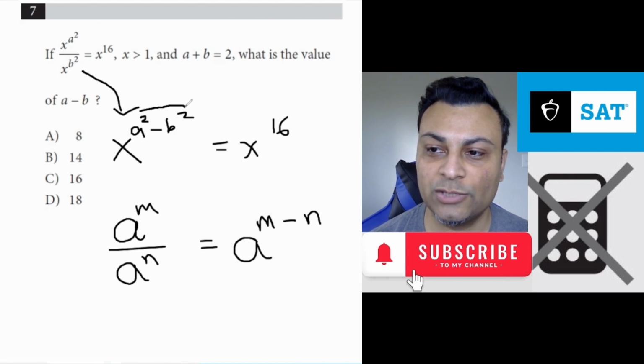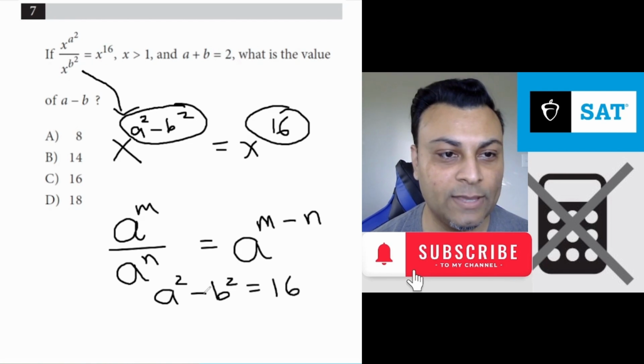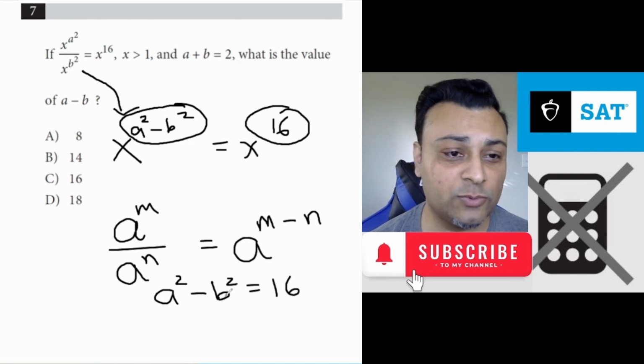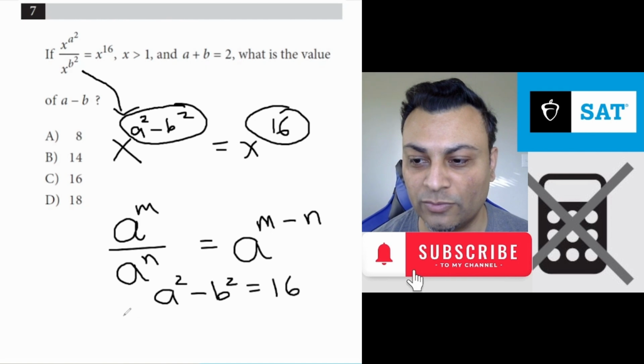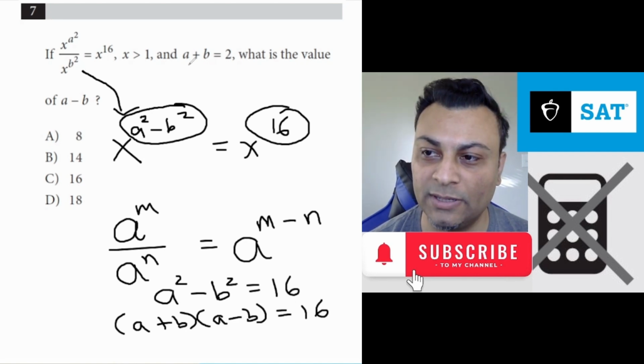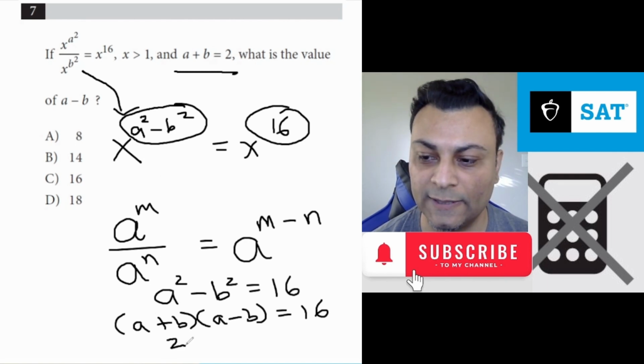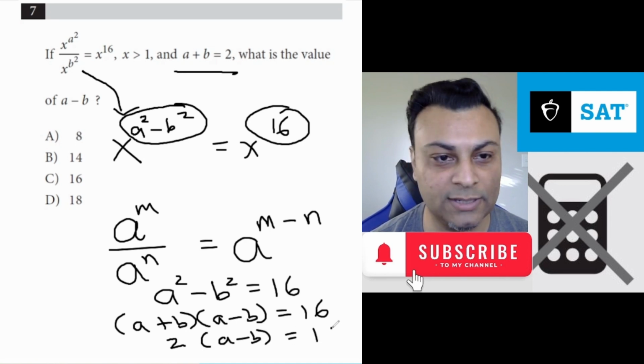So we have a squared minus b squared equals 16. And a squared minus b squared is a difference of squares, so we're going to factor that into a plus b times a minus b equals 16. Now a plus b is 2. That means that this left parenthesis is just 2. Then you have a minus b equals 16.